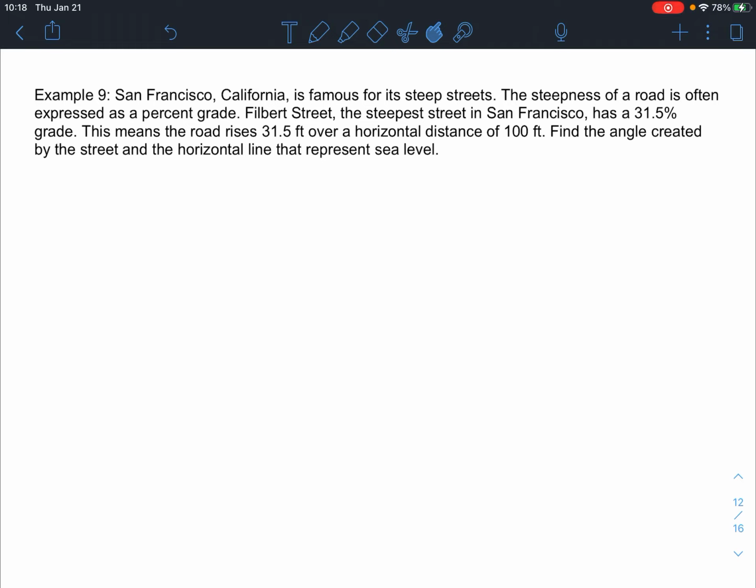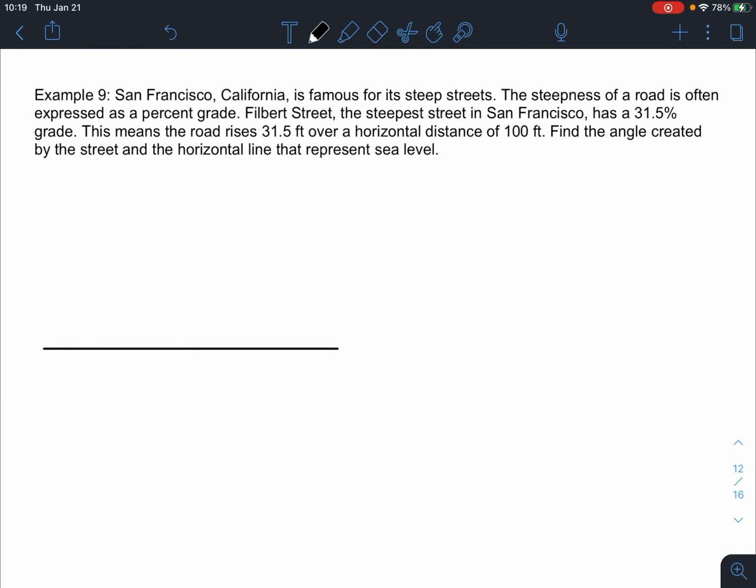Okay, another word problem here. San Francisco is famous for its steep streets. The steepness of a road is expressed as a percent grade. Filbert Street, which is the steepest street in San Francisco, has a 31.5% grade. This means the road rises 31.5 feet over a horizontal distance of 100 feet. Find the angle created by the street and the horizontal.